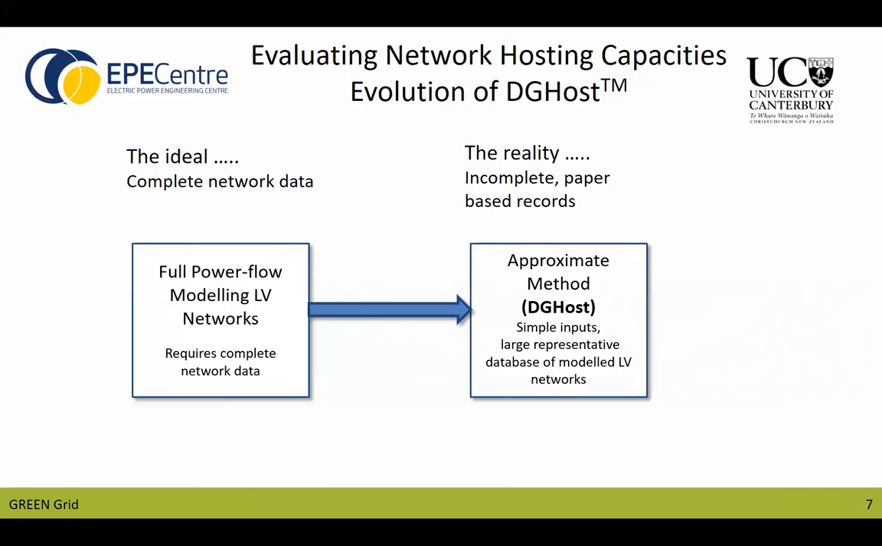And the feedback we got was a lot of the electricity distribution businesses can't actually make use of these techniques because they don't have full network information. So they've maybe got incomplete records or paper-based. And so the option to do this, the ideal situation where you model everything, is not available. So their question to us was, well, what can we do in this situation? So this is when an approximate method was come up with. This was able to use simple inputs that the EDBs did have about their network and leverage the full modelling that was done, using it as a large representative database.